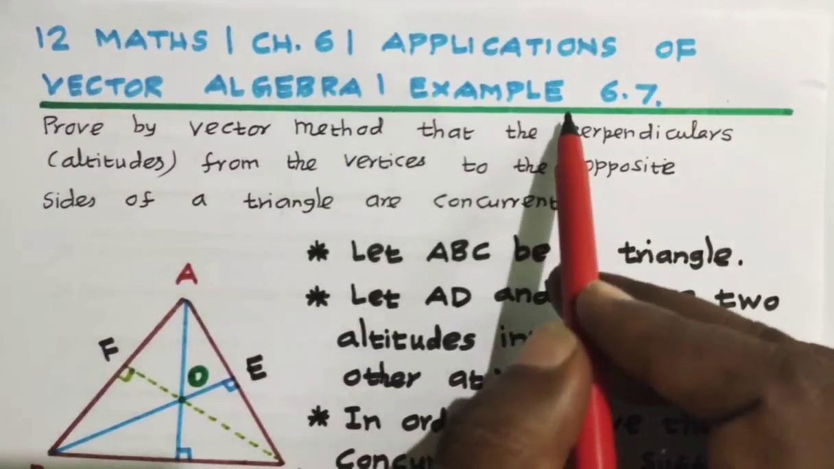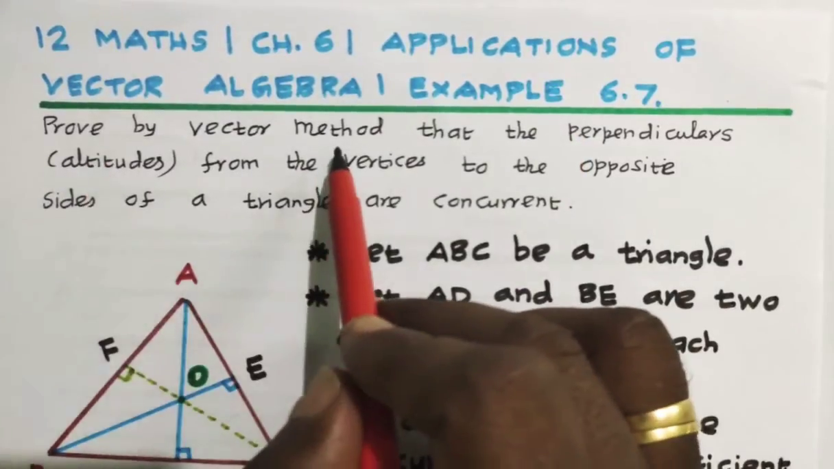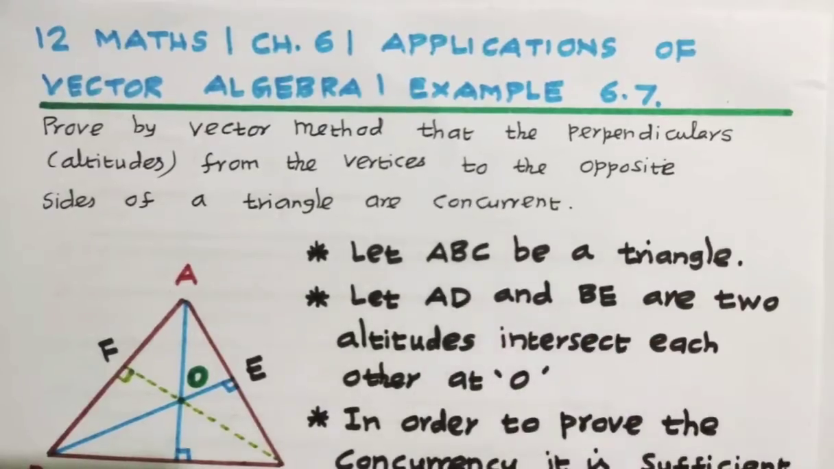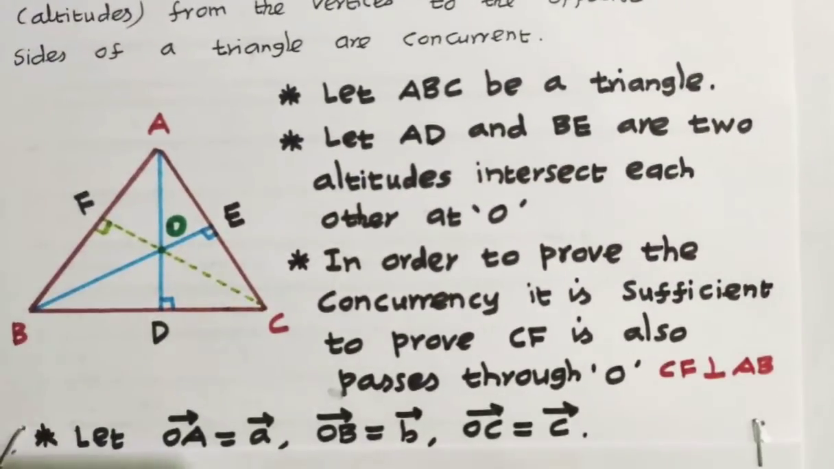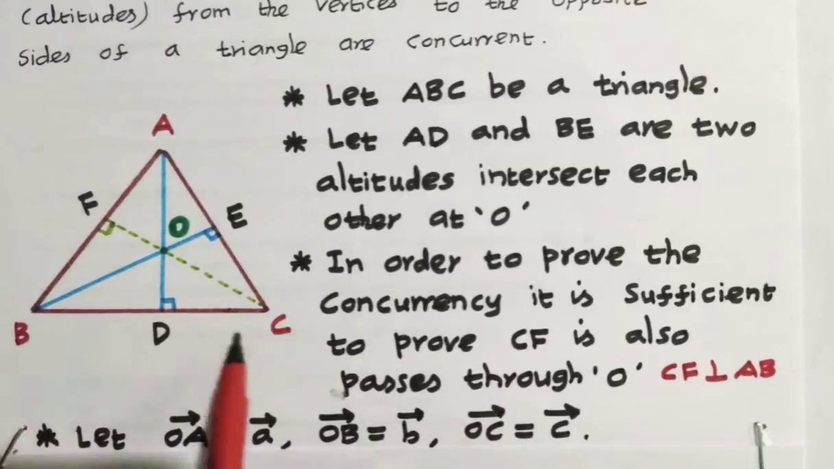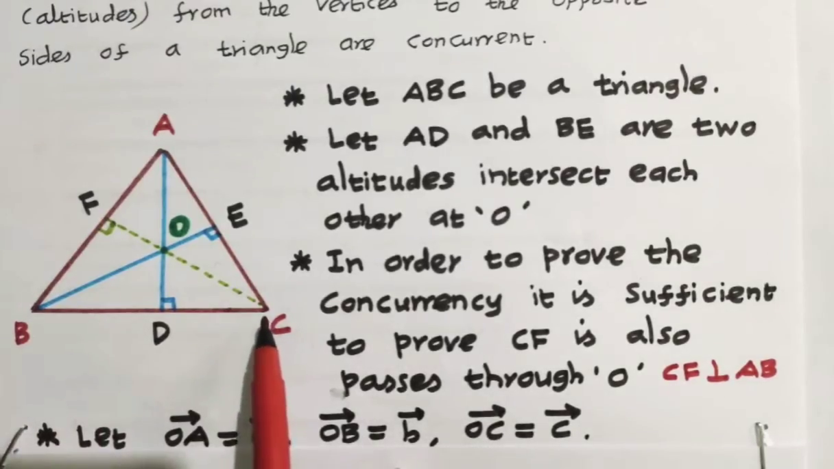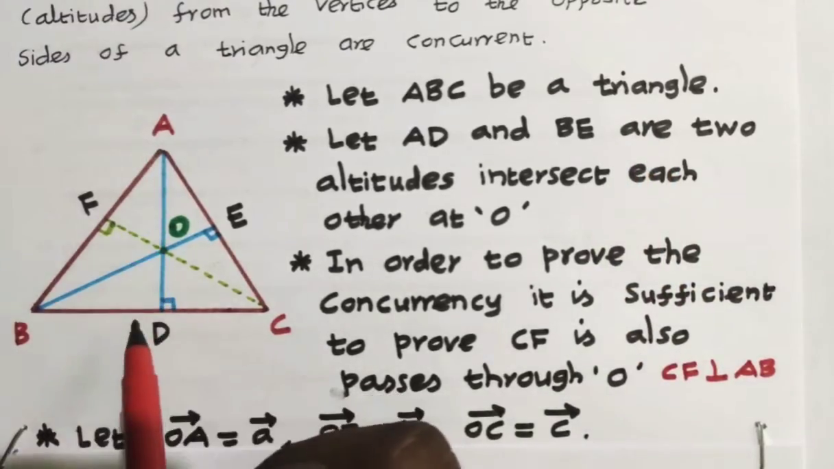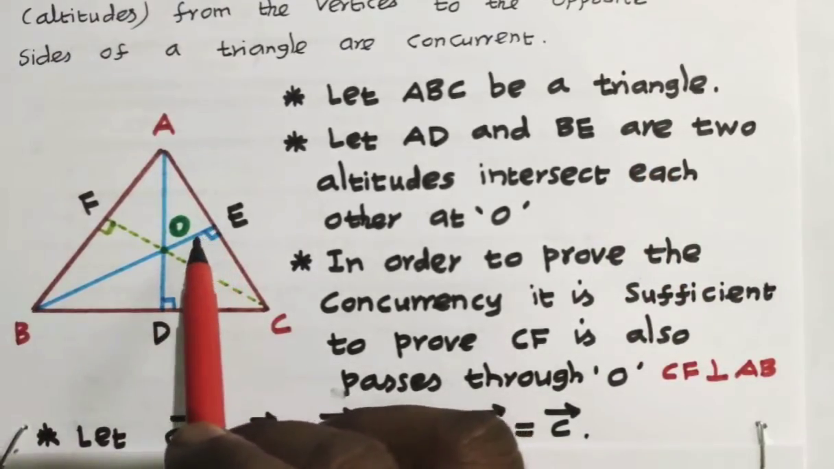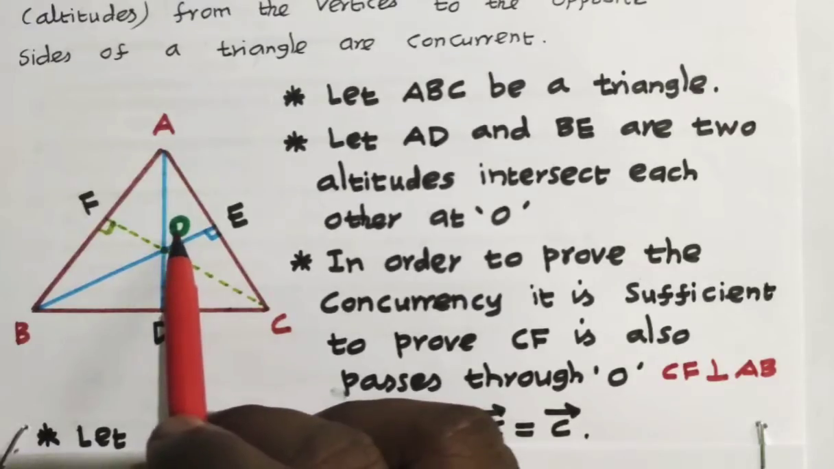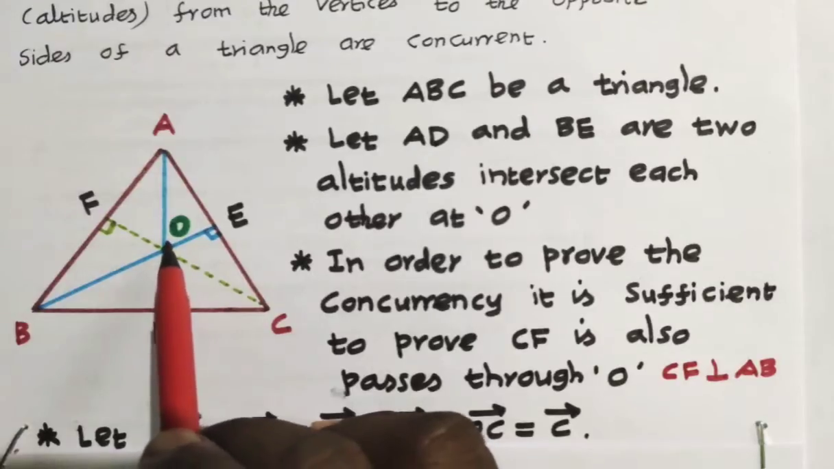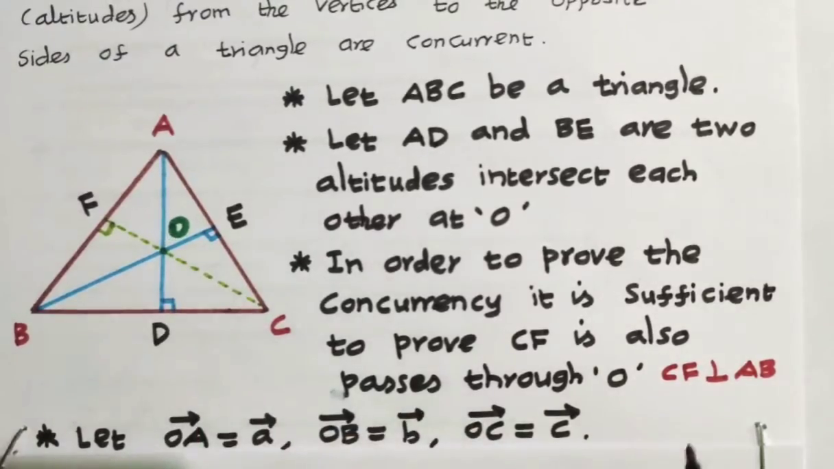Chapter 6, example 6.7. Prove by vector method that the altitudes of a triangle are concurrent, which means perpendiculars from the vertices to the opposite sides of a triangle are concurrent. Let ABC be a triangle and let AD and BE be two altitudes intersecting each other at point O. It is enough to prove CF also passes through the point O, which means CF is perpendicular to AB.